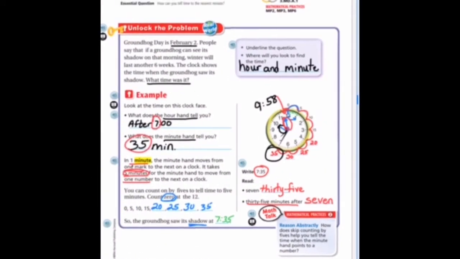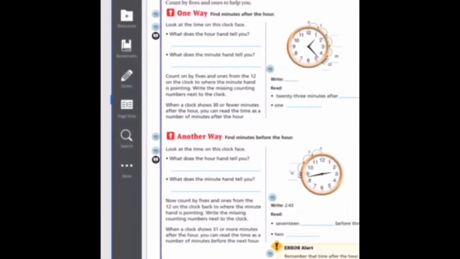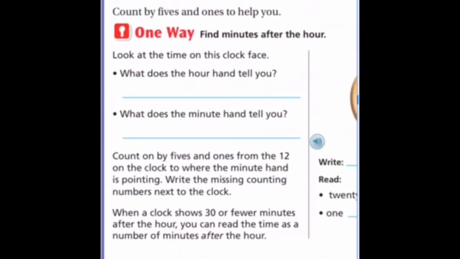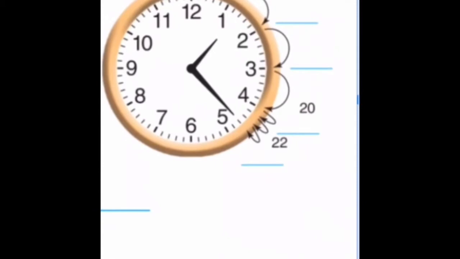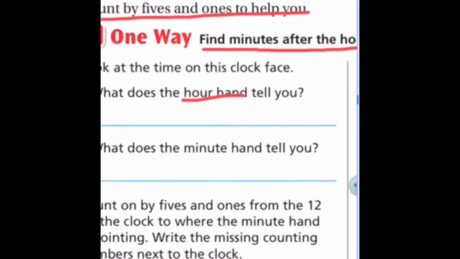Okay. Let's go to the next page here. Whoops, how about one page? There we go. Time to the minute. We can count by 5s and 1s. Okay, 5 minutes after the hour. Look at the time on the clock face. What does the hour hand tell you? So the hour hand, again, this is a shorter one. It's between the 1 and the 2, right? So it's going to be after 1 o'clock.